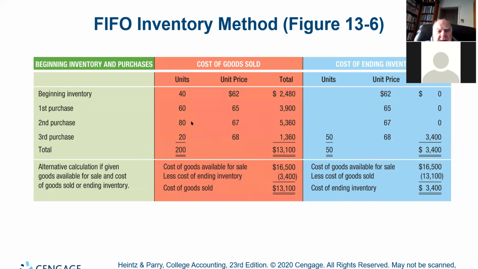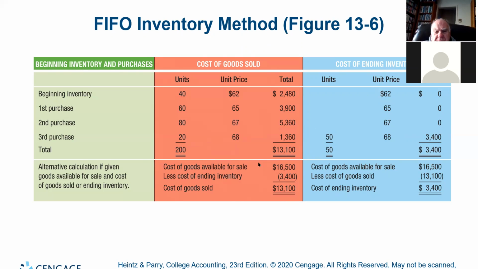So let's look at FIFO. We have a beginning inventory of 40 units, plus purchases of 60, 80, and 20. That brings us up to 200 available for sale. How many did we sell? It turns out we sold 50. That's what they seem to be telling us here, or rather, they're saying there's 50 left in the ending inventory. So you sold 150. This isn't as clearly presented as I want. Let me take it through this way.